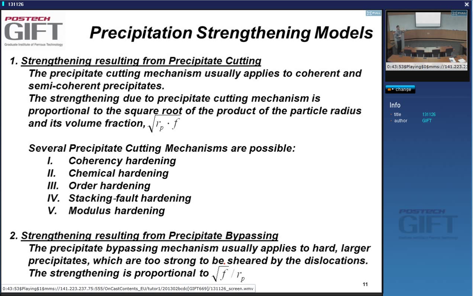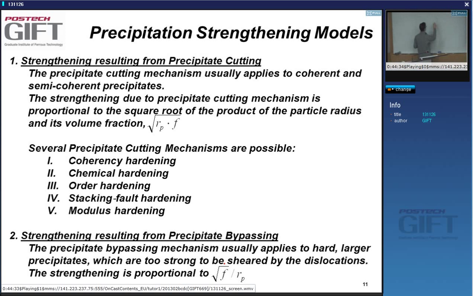In the case of a particle, the properties of the particle themselves are unimportant. The dislocations just don't go through them. So it's very simple, actually. There's only one mechanism. So in this case, we have large particles, they cannot be sheared, so the properties of dislocations or faults in the precipitates are irrelevant. And in this case, the strengthening is proportional to the square root of F and R divided by RP.